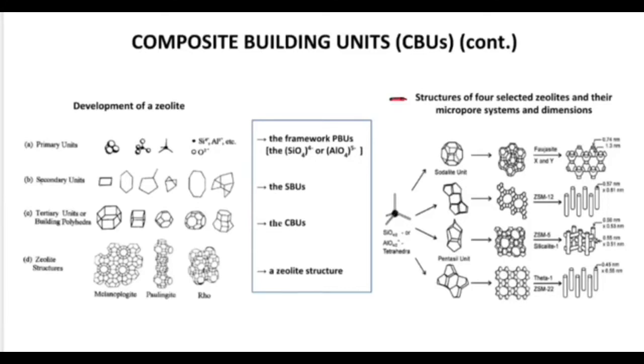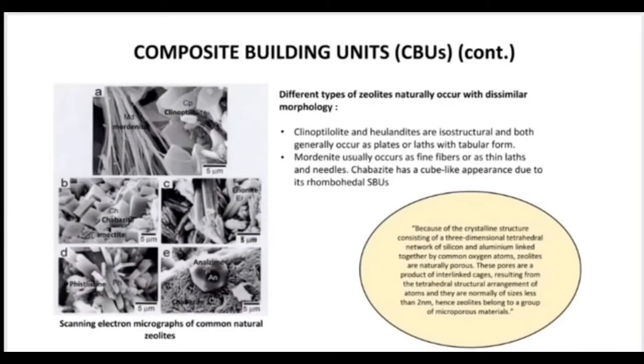As you can see, the first diagram is the primary building units, and then we move to the composite building units, and then to the zeolite structure, and lastly their 3-dimensional micropore system. And next is about different types of zeolite that occur naturally with dissimilar morphology.